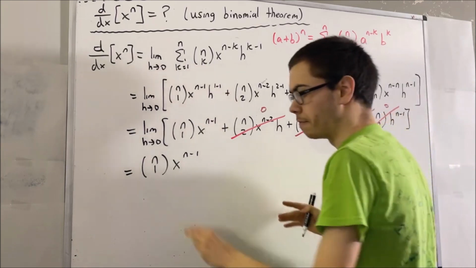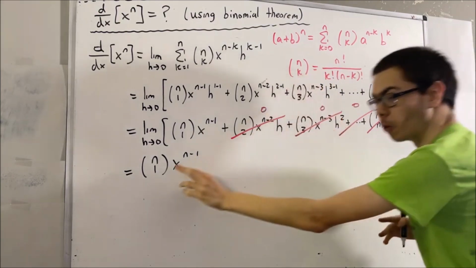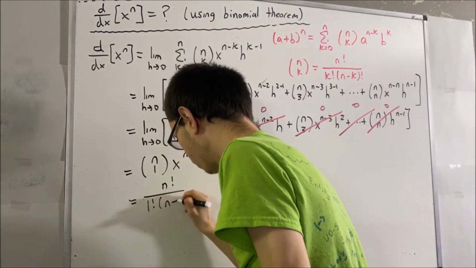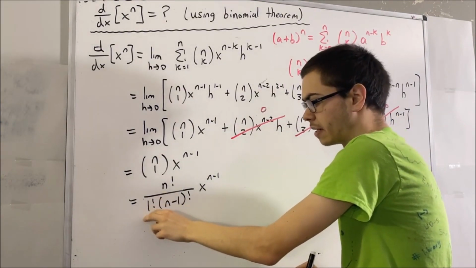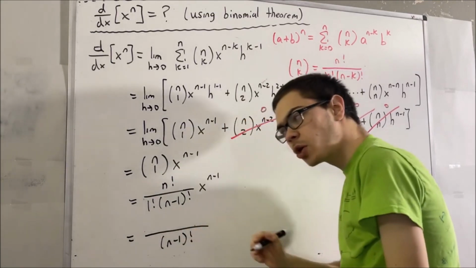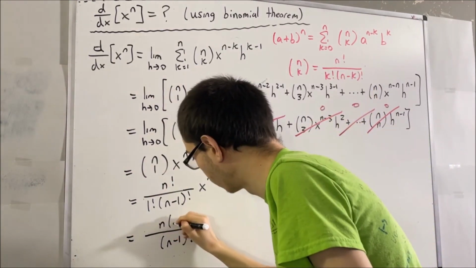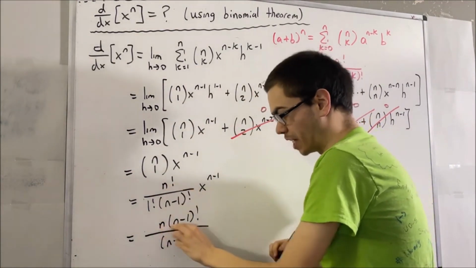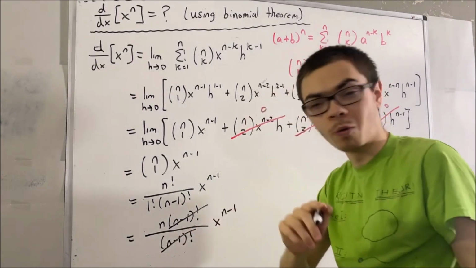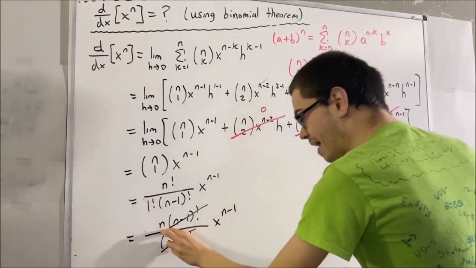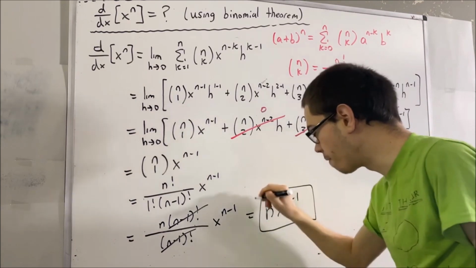And now all we have to do is evaluate what n choose 1 is. All we're doing is replacing k with 1. Of course, 1 factorial is just 1, so we don't even have to write that. And I'm actually going to rewrite n factorial as n times n minus 1 factorial, because n factorial is precisely equal to this. So now it's easy to see that the n minus 1 factorials go away, and so all we're left with now is n times x to the power of n minus 1. And so this is our final answer.